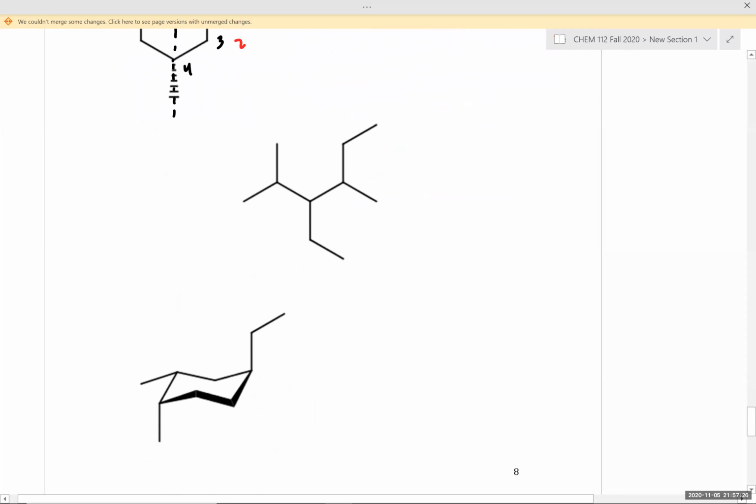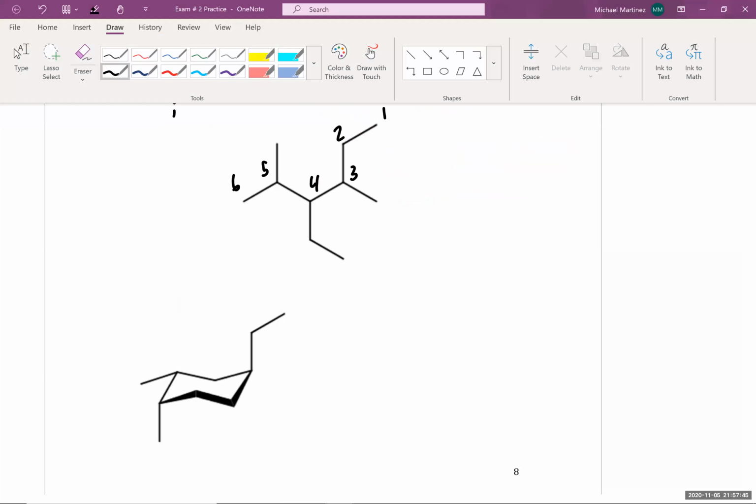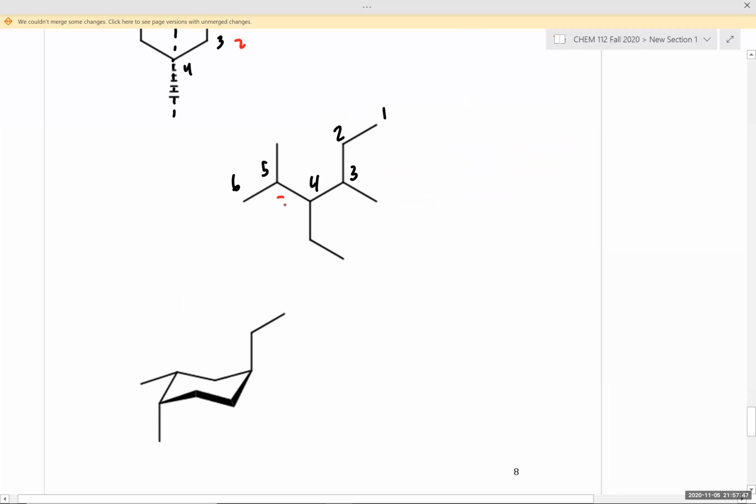Okay, let's look at this second example. So in this case, we have to find the longest chain. So 1, 2, 3, I find the longest path, so I go down this path. And then if we have a choice between 2 chains, we pick the most branched path. So we'll go down this top path. Our other option is to count from left to right. Okay, so which numbering method gives us the lowest locant numbers? Red or black?